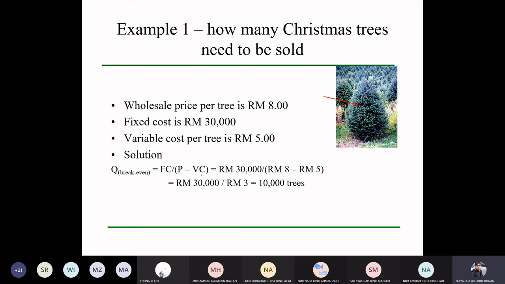As we know, the wholesale price is 8 ringgit and the variable cost is 5 ringgit. And the fixed cost, we know, is 30,000. So 30,000 over the price of the tree minus the variable cost, which is 5. So you may know the minimum number of trees you need to sell in order to save your business.